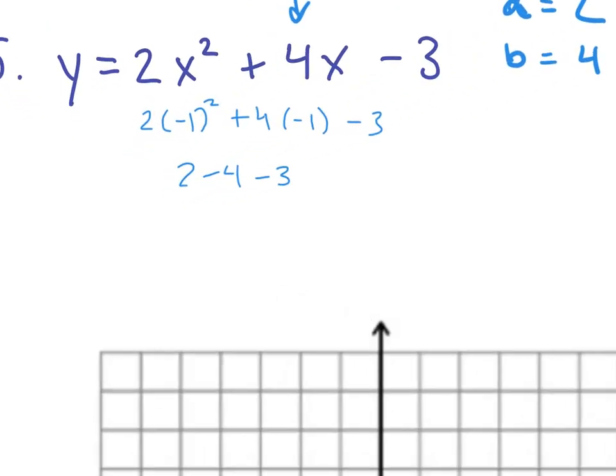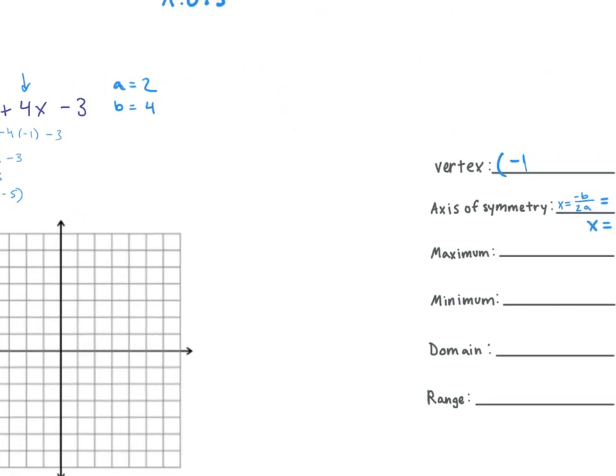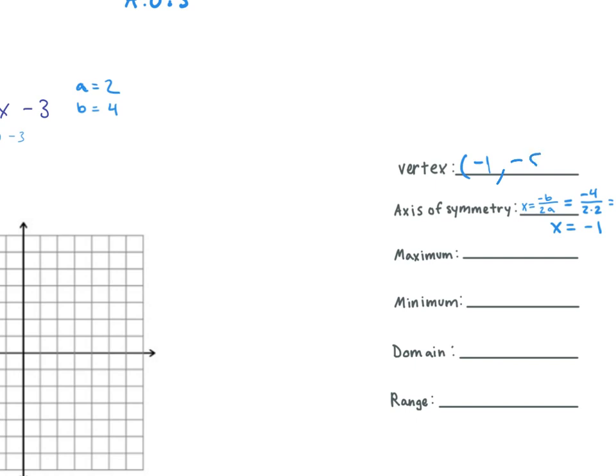All right, so we have 2 minus 4 minus 3. What's 2 minus 4? Negative 2. And what's negative 2 minus 3? Negative 5. So we plugged in negative 1 and got negative 5. But we're still working on our vertex. So our vertex is negative 1, negative 5.